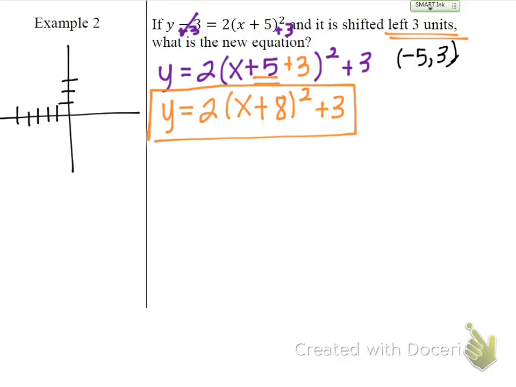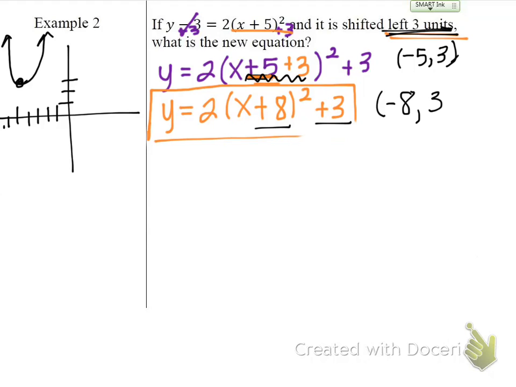Up here, and it was opened up because you take the opposite. So the new vertex for the new equation would be -8, 3, because you have to take the opposite of that x. So if we were to graph that, I come off of the graph, but it would be somewhere over here. And if you look at the new graph, this is messy, I'm sorry, it shifted to the left 3. So you can graph a sketch of it and count how much it shifted to double check that your equation is correct.